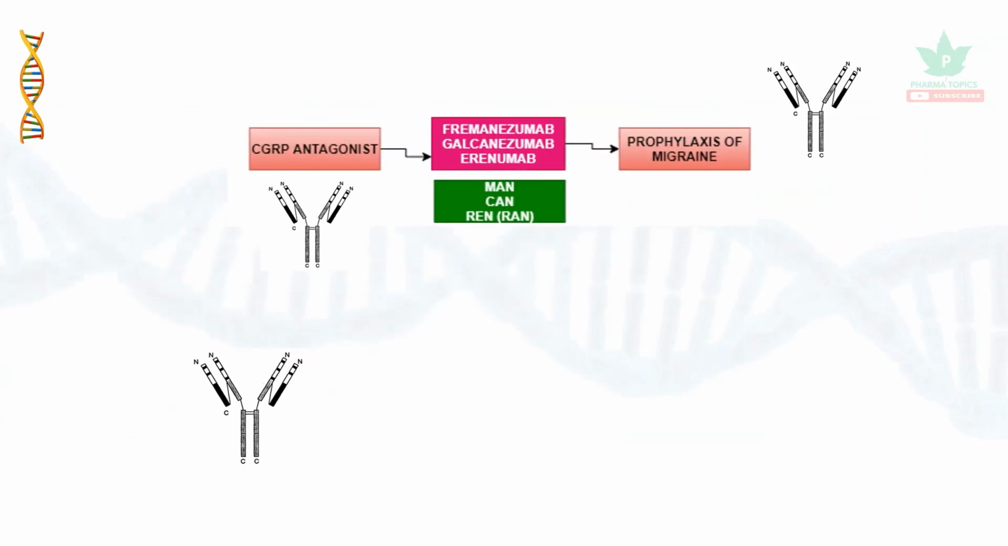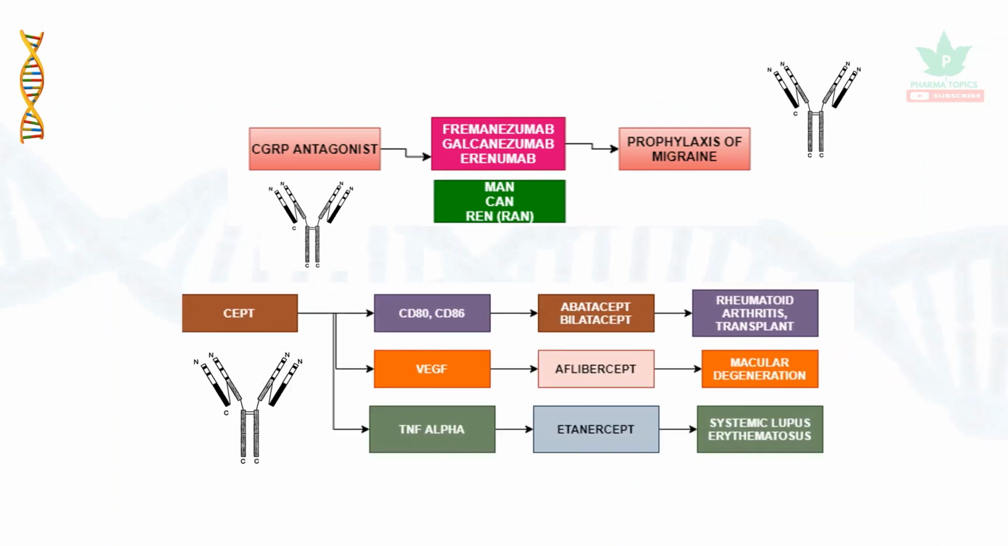And you can remember the monoclonal antibodies given for prophylaxis of migraine. You can remember man can run. There are three monoclonal antibodies which are present in the market. They are calcitonin gene-related peptide antagonists. Fremanezumab, galcanezumab, and erenumab. Your code word is man-can-ran, that is RAN. These MABs are given for treatment, that is prophylaxis, of migraine.